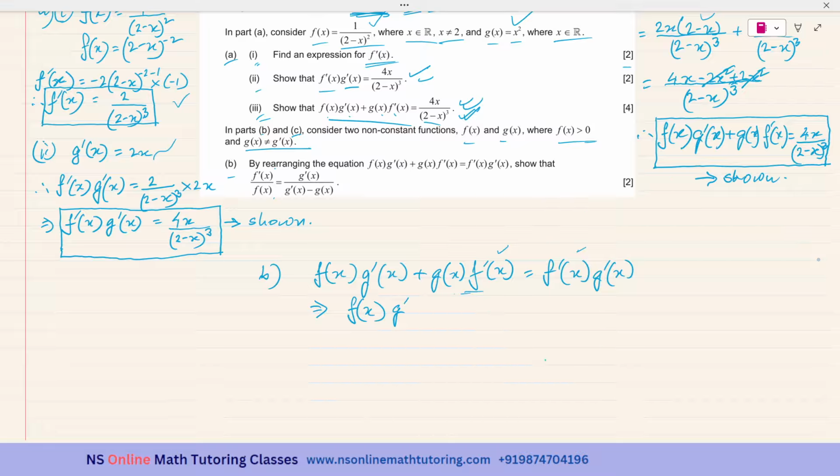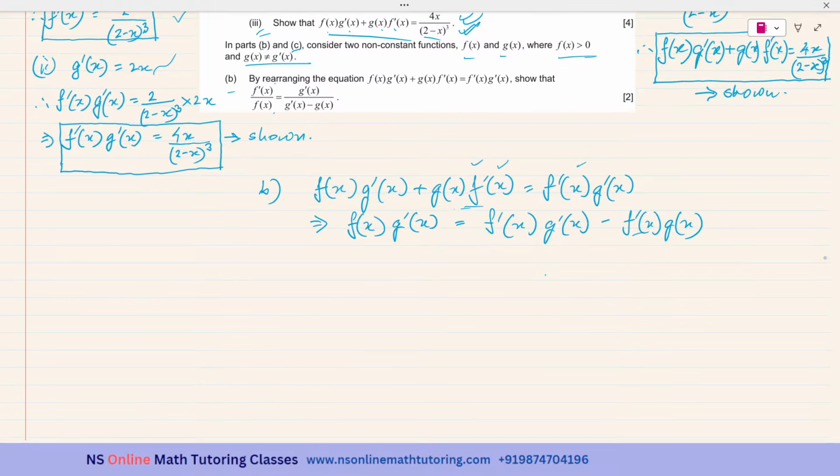So we will be getting f of x times g dash x equal to f dash x times g dash x minus f dash x times g of x. Okay, this one I have written f dash x first. Okay, and then this is equal to, I'm taking f dash x common. So this is g dash x minus g of x.